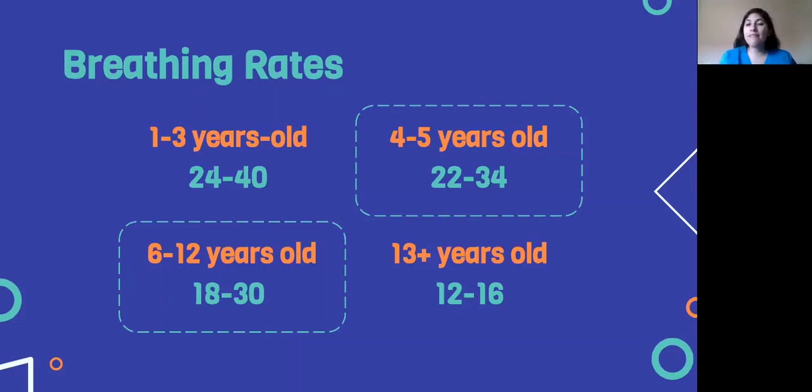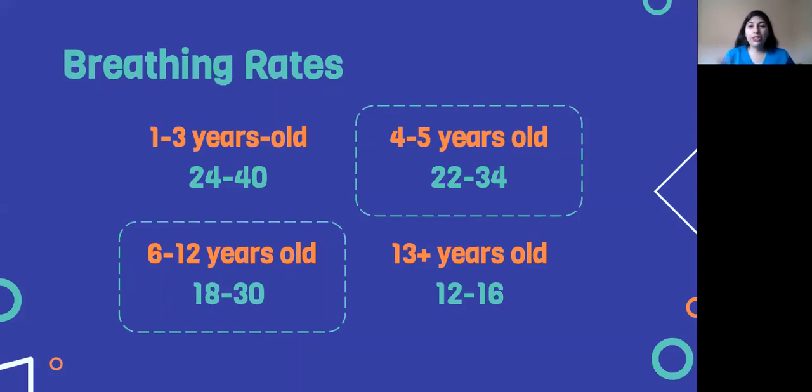You can see 4 to 5-year-olds breathe from 22 to 34 breaths in a minute. 6 to 12-year-olds breathe 18 to 30 breaths per minute. And anyone above the age of 13 breathes 12 to 16 breaths per minute, and that includes most adults as well.